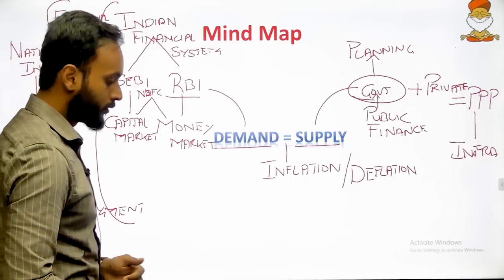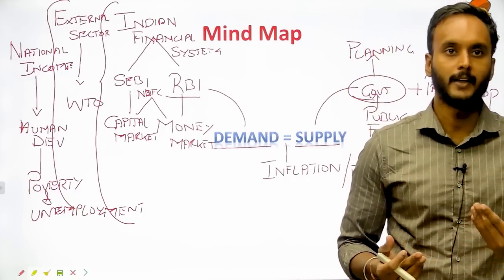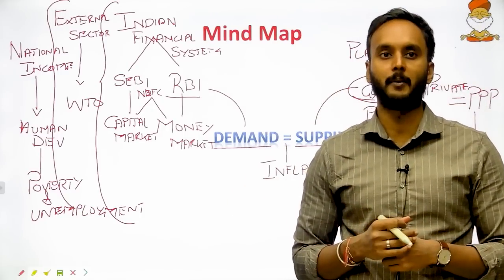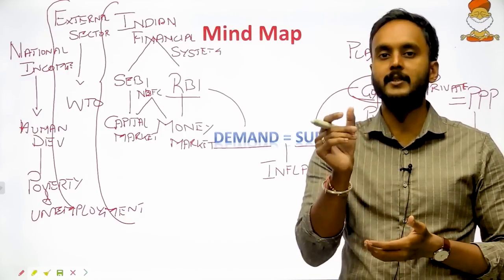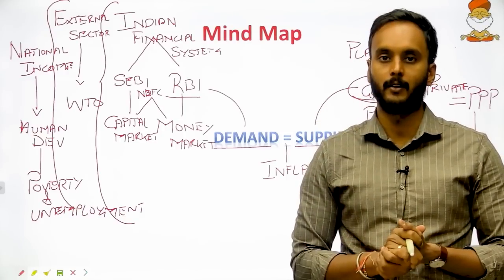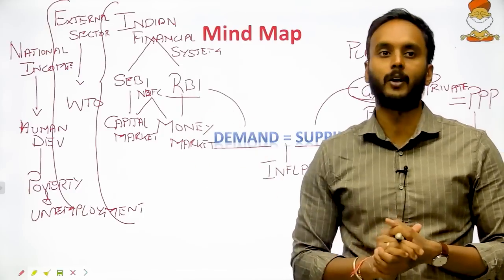So what is meant by poverty? How do we eradicate poverty? What are the challenges behind eradication of poverty? What are the different types of unemployment we have in our country? What percentage of our population is unemployed? All these aspects we see as a part of the chapter, poverty and unemployment.